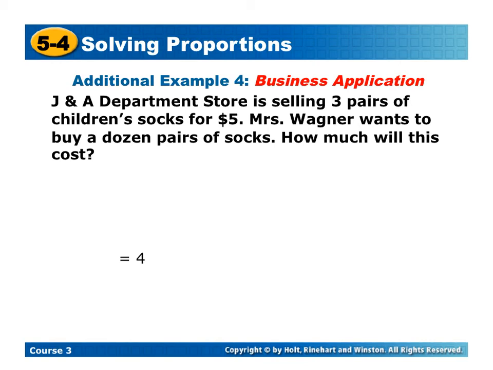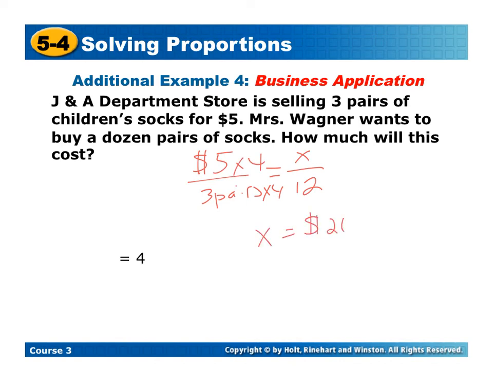So let's go ahead and solve this one on your own and use any of the methods that you would like. J&A department store is selling 3 pairs of children's socks for $5. Mrs. Wagner wants to buy a dozen pairs of socks. How much will this cost? So since it's $5 for 3 pairs, then we want to figure out how much it would cost for 12 socks. Now in this case, it might be easiest just to do an equivalent fraction. So since 3 times 4 is 12, I could do 5 times 4, and x would equal $20 for 12 pairs of socks.